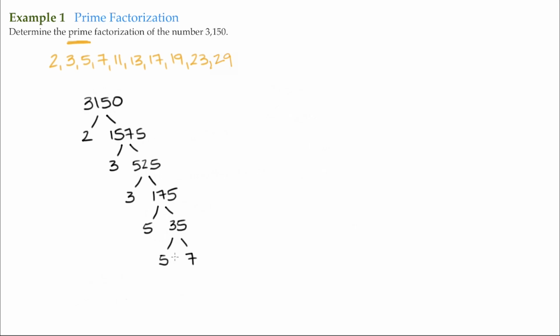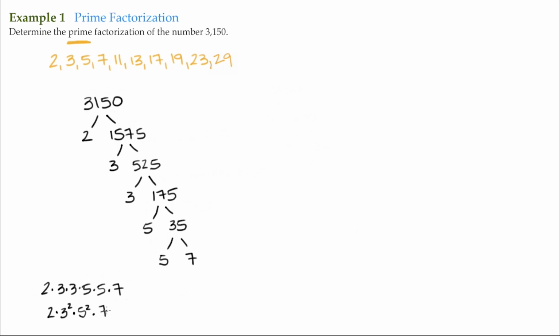That's 2 times 3 times 3 times 5 times 5 times 7. That's equal to 3150. And we're going to write this as 2 times 3 squared times 5 squared times 7.